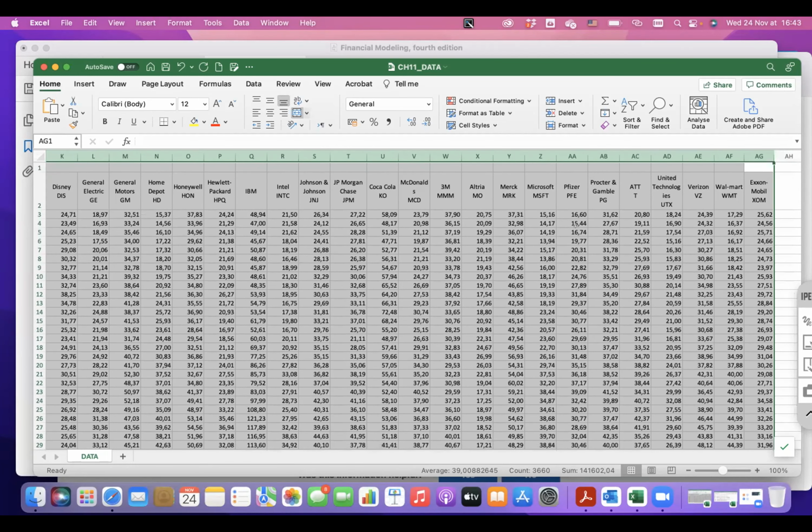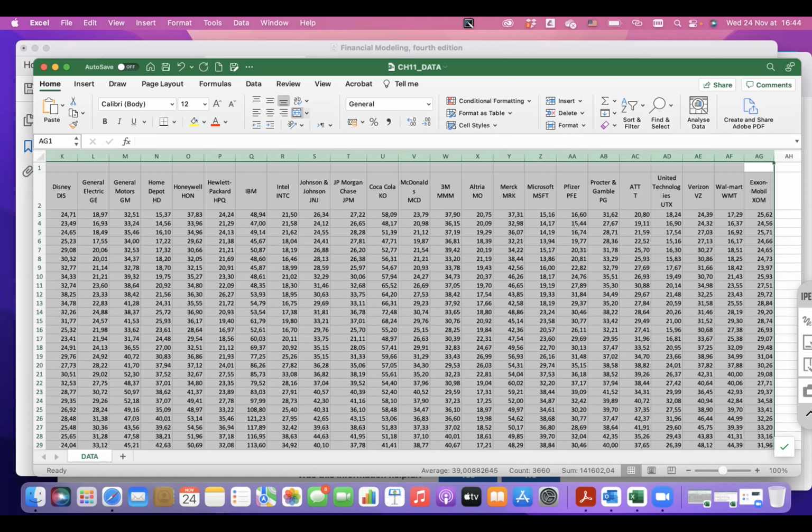So what would be your first task, guys? Absolutely. The first task is to convert these prices into returns. This is the first thing. Because the SML is about return, not about prices, it is about return. So you have to transform all these prices into returns.